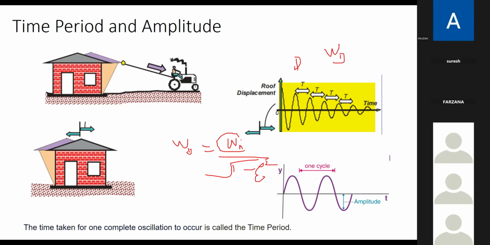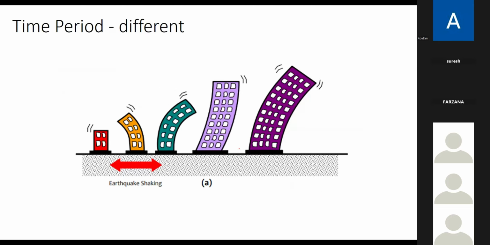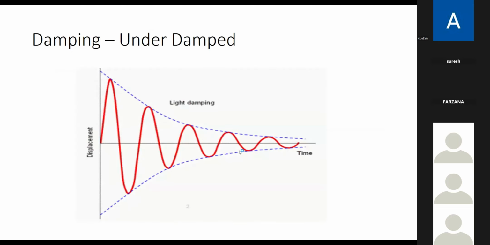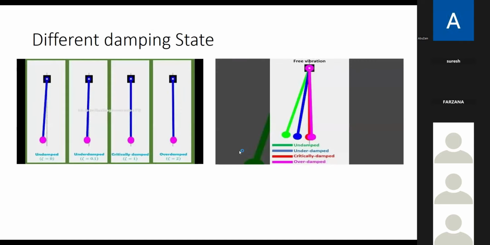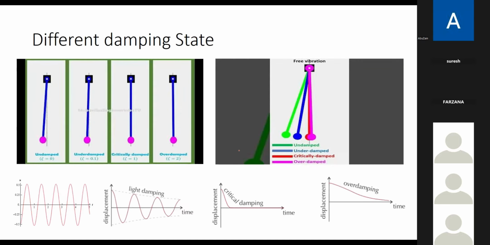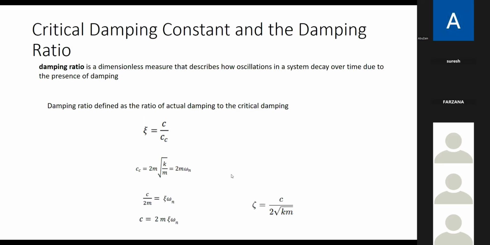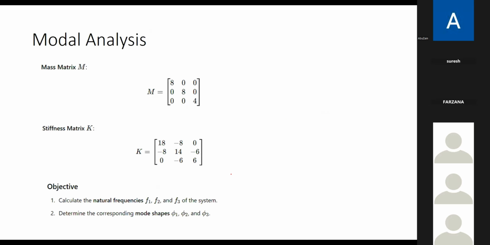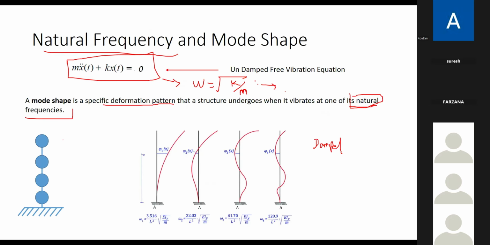So this natural frequency means ignoring the damping of the system, how much my system is vibrating only because of mass and only because of stiffness. That is called natural frequency. Okay, now we know this frequency.